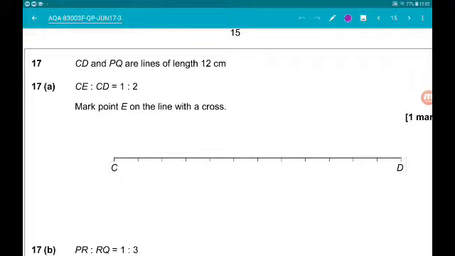CD and PQ are straight lines of length 12 centimeters. For part A, CE to CD is 1 to 2. We want to mark point E on the line with a cross. So, bit of a strange one.